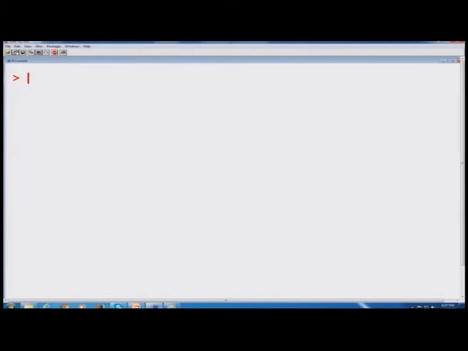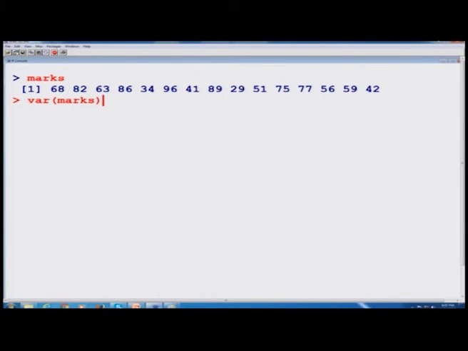You can see here we already have this marks data set. Now, first I try to find out the variance of marks. You can see here you have to use the function VAR. As soon as you enter, you get its variance, and in case you want to find out the standard deviation, you simply have to find out the square root of variance of marks, and the positive square root is called the standard deviation. So, this is the standard deviation of the data vector marks.